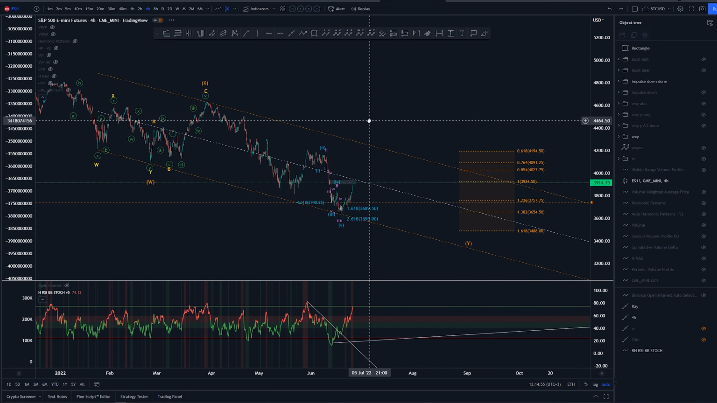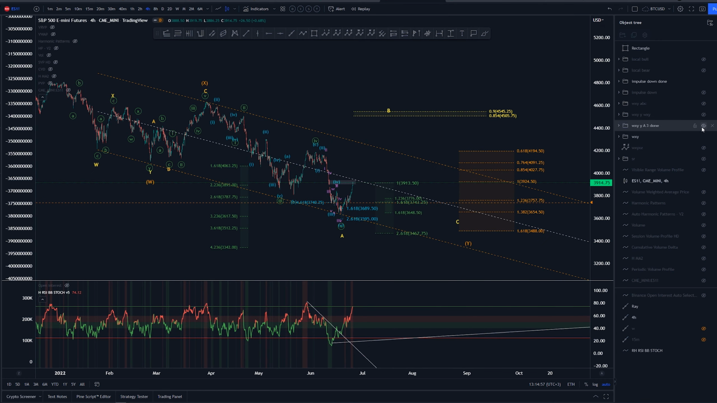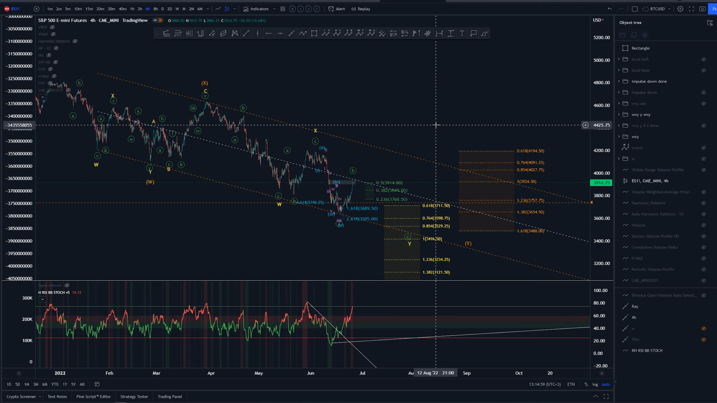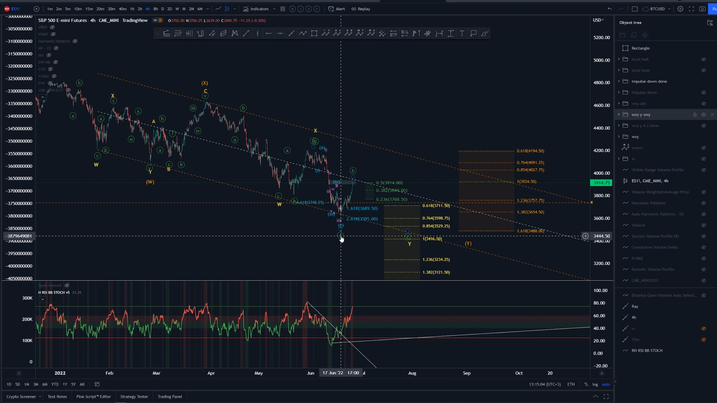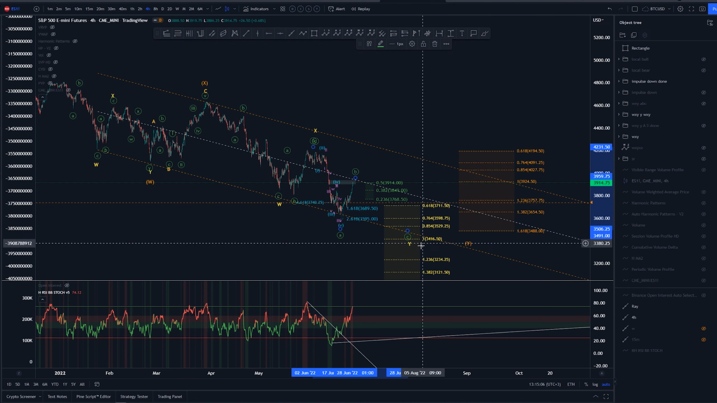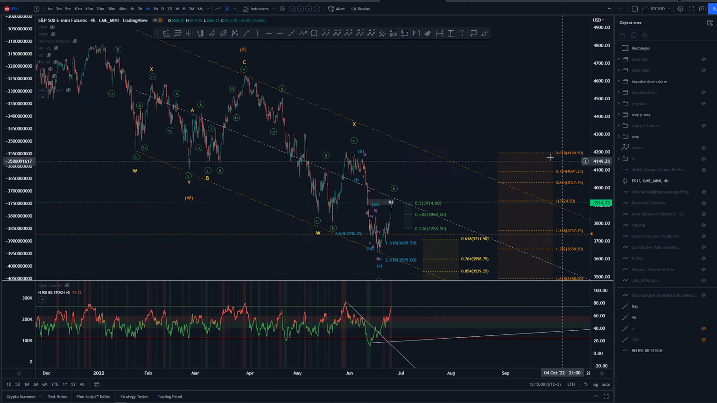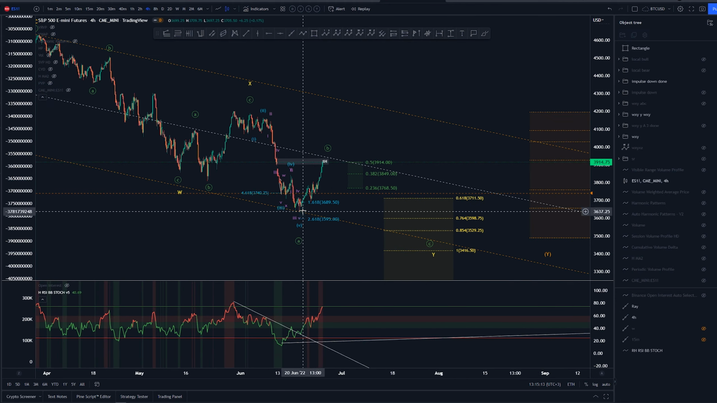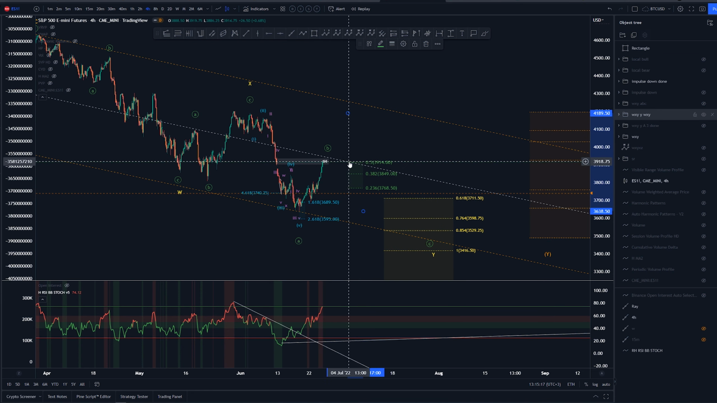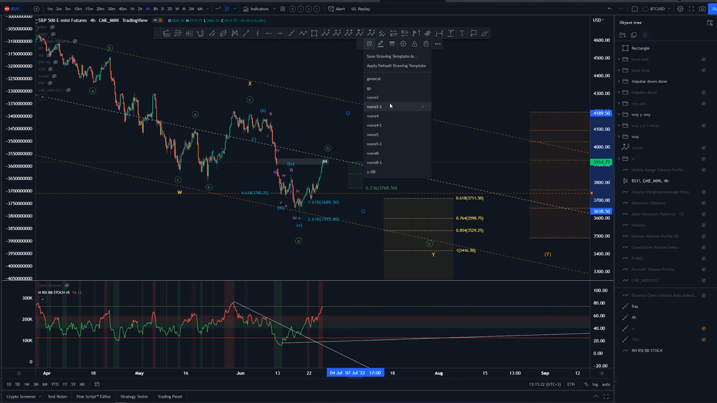Again, linking this up to a higher degree count would be not this one, but this one. At this point again, we would have that 5-way move here, finishing this A wave, looking for this B wave to finish, and then looking for that next leg downwards, the C wave, to complete the wave Y. At this point again, this is a 3-way move that we're looking for, and overall we are now retraced 50%, currently at that order block of 1 hour, as we had on the Nasdaq as well, or Dow Jones, sorry.